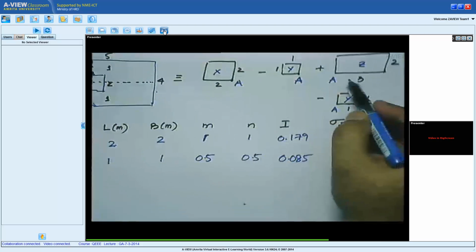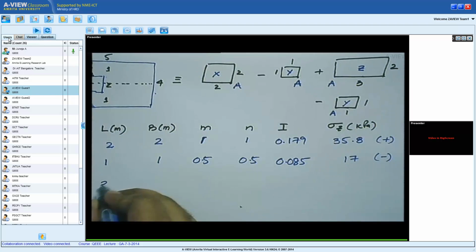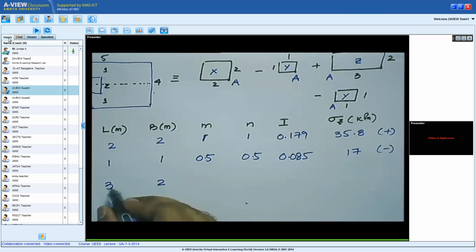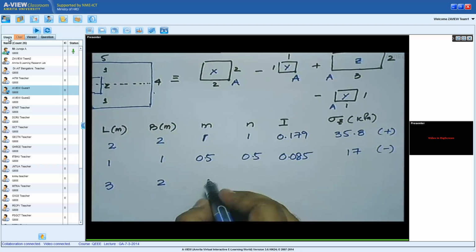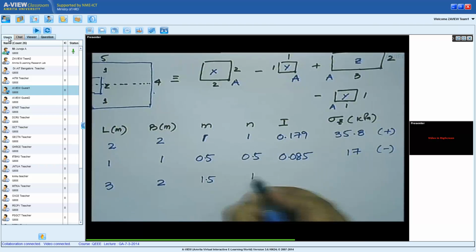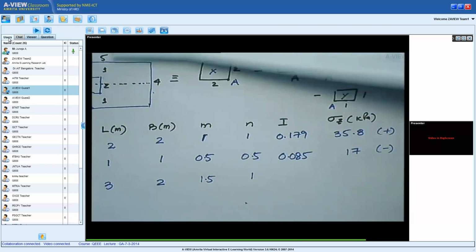The third area is Z. This is this area. It has one dimension of 3, the other one 2. So I'll just write 3 over here, 2 over there. Doesn't matter which way. M is 3 divided by 2, which is 1.5. N is 2 divided by 2, which is 1.